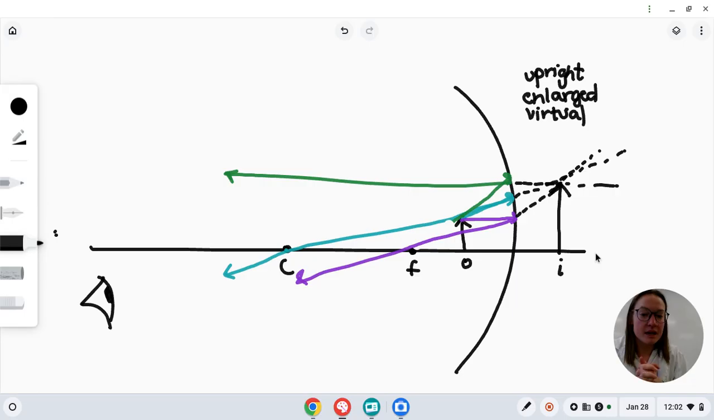Now, there's also another type of image that's possible, and I should say it's the lack of an image that's possible. If you put an object right at the focal point here, you will get no converging of light rays, and all of the light rays will come back parallel to each other. If all of the light rays are parallel to each other, well then, you're not going to see an actual image. You're going to see no image.